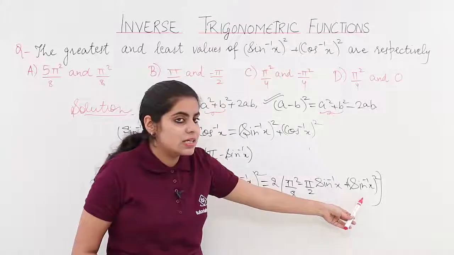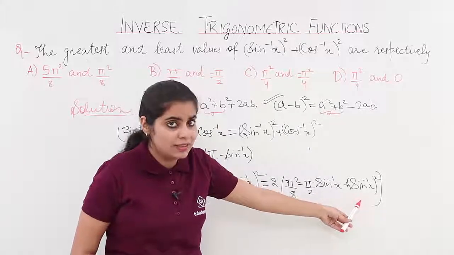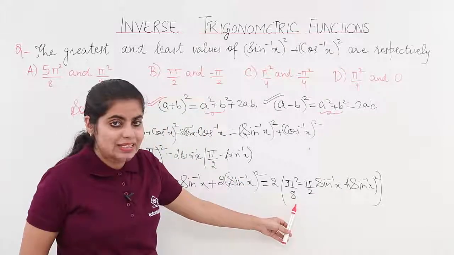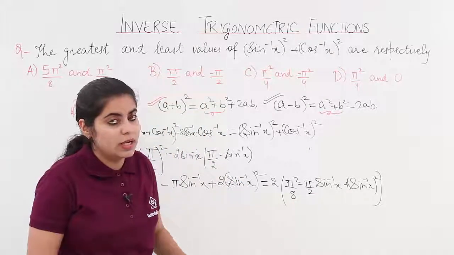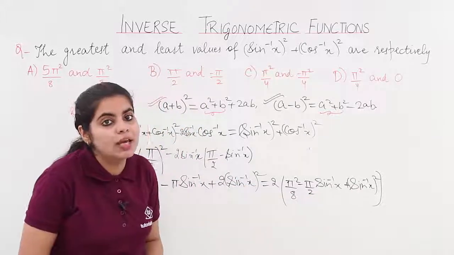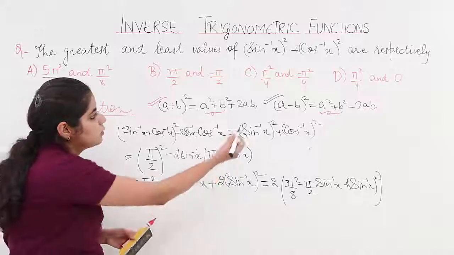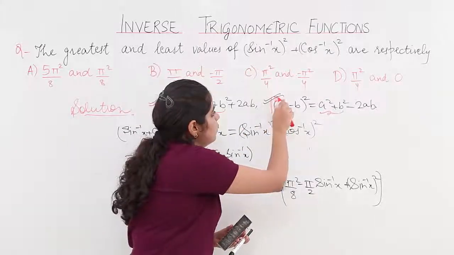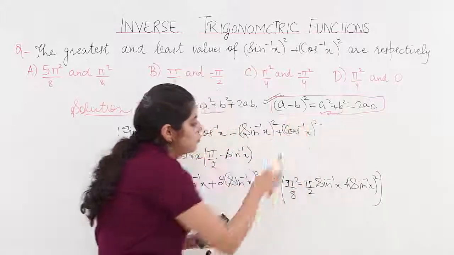If sine inverse x is one term, say a, and pi square by 8 is another term, which is b square, I have the formula a square plus b square minus 2ab. A square plus b square minus 2ab, as we already saw, is what? It is a minus b whole square. So, let me use this formula.